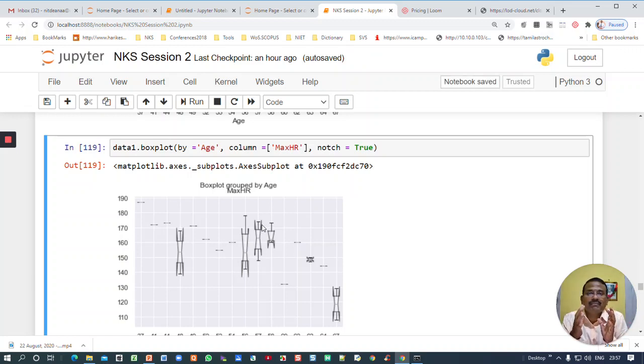Notch means, above 75, what is the strength? And less than 25, what is the strength? How many entries? So for this purpose we are using a notch, so that with the notch we can predict less than 25, how much data entries are there, or more than 75, how many entries are there, we can understand.